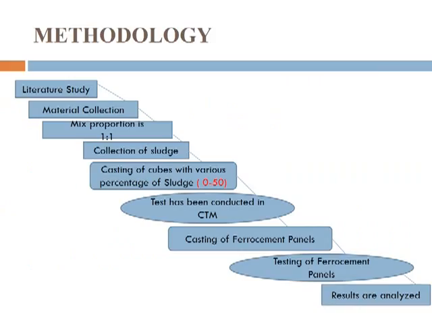This is my methodology. First, I did a literature study and fixed the material mix proportion. I have fixed a 1:1 ratio; how I fixed it, I will explain clearly in a later slide. Then cubes were cast and tested in the CTM to find the optimum value. Then I cast the ferrocement panels, and the panels were tested and the results analyzed.